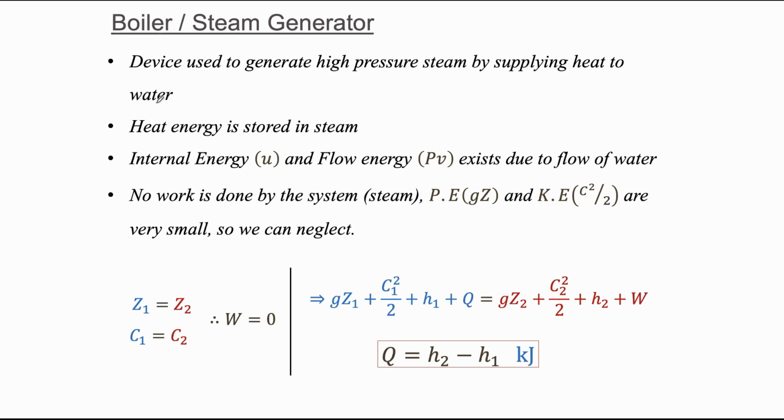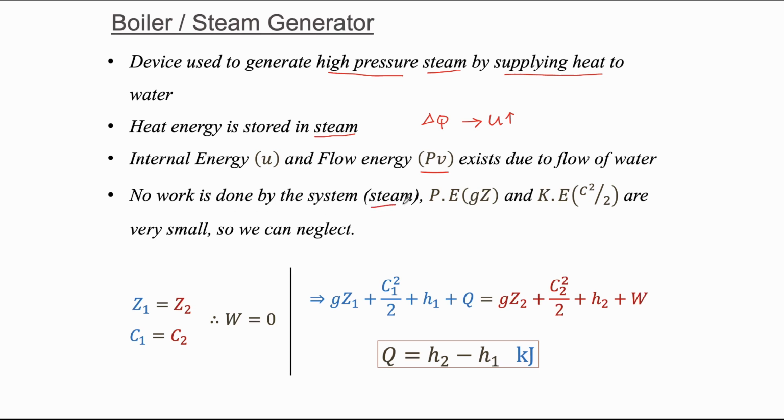Coming to the application of steady flow energy equation, a boiler is generally used to generate steam at high pressure. The source of producing the steam is the heat that is supplied to the water in the form of any kind of fuel that is combusted in the combustion chamber. So here the heat energy is stored in steam, and the internal energy and flow energy exist because of the flow of water. The heat added increases the internal energy, but there is no work done by the system.